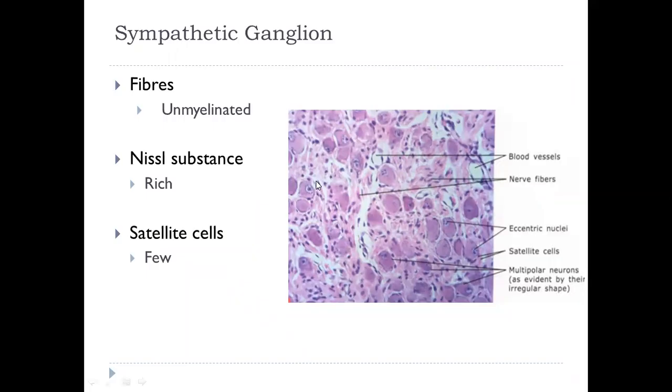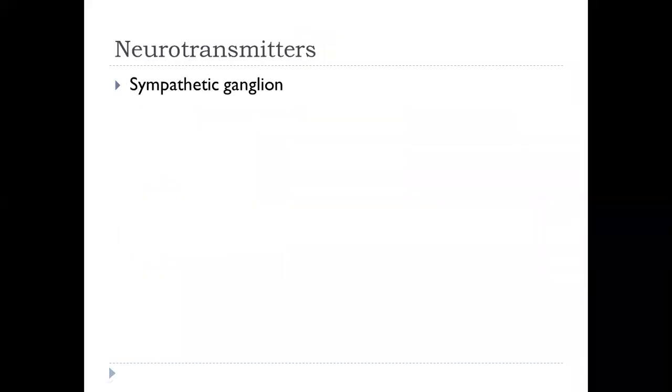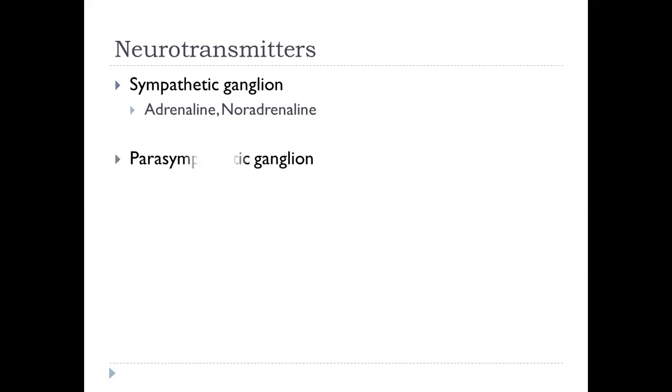And the satellite cells, look at this particular neuron. The satellite cells are fewer in number as compared to the spinal ganglion. Only a few satellite cells will be present in the sympathetic ganglion. This is an extra point for the sympathetic nervous system. The neurotransmitters are adrenaline and noradrenaline, and for the parasympathetic system, it is acetylcholine. This is more of physiology for you, the neurotransmitters which are present.